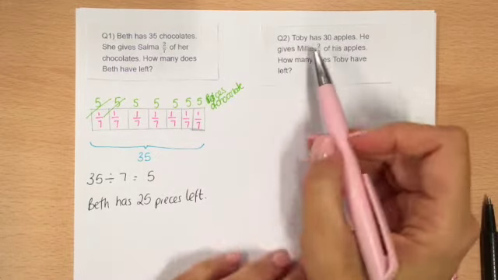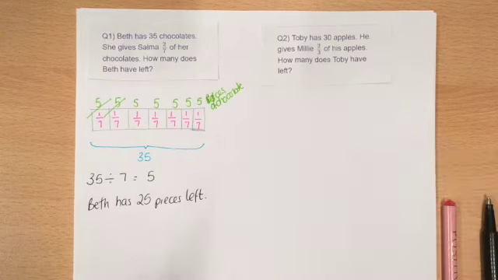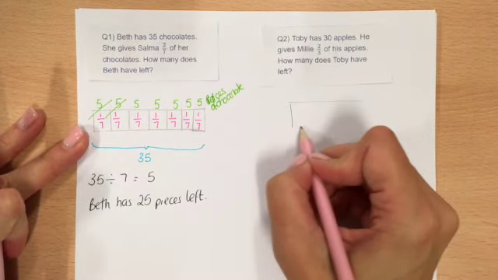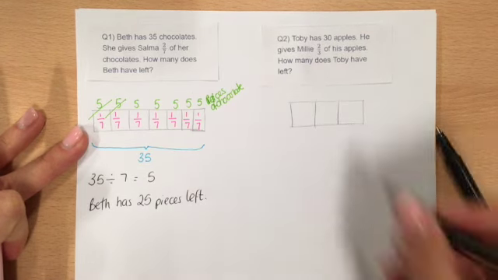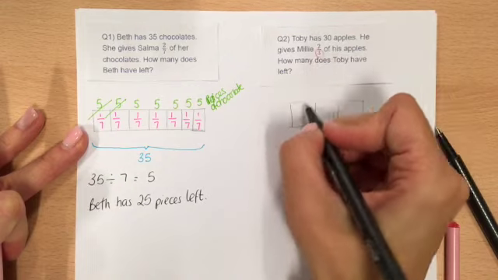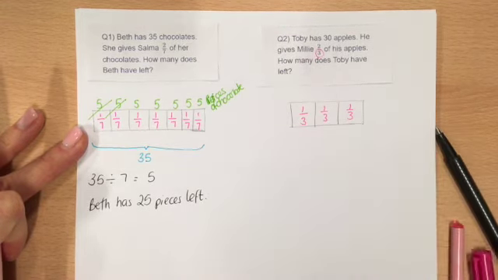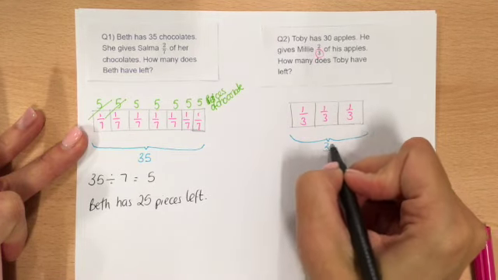We're going to do the same thing. It says Tony has 30 apples. He gives Millie 2/3 of his apples. So how many does he have left? This time we're going to draw a bar model, and it's just going to be split into 3 because we're working with thirds. Remember that links to the denominator. So thirds. We know in total he's got 30 apples.